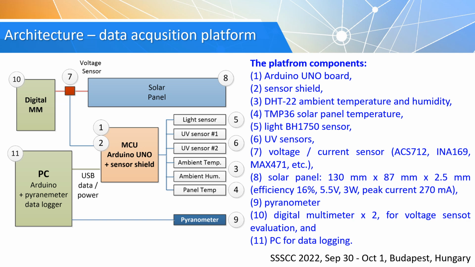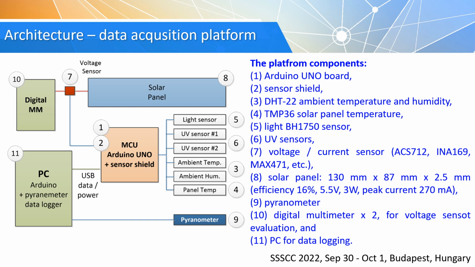So we have a DHT22 sensor for collection of ambient temperature and humidity data. Then we have a TMP36 temperature sensor for collecting solar panel temperature. Also we have UV sensors for collecting the level of UV radiation. Then we have a voltage or current sensor connected to the solar panel to see how effective the solar panel is, or to see the amount of current or voltage it is producing.